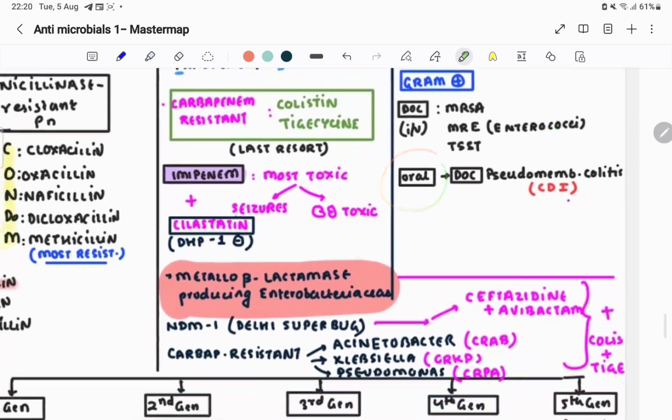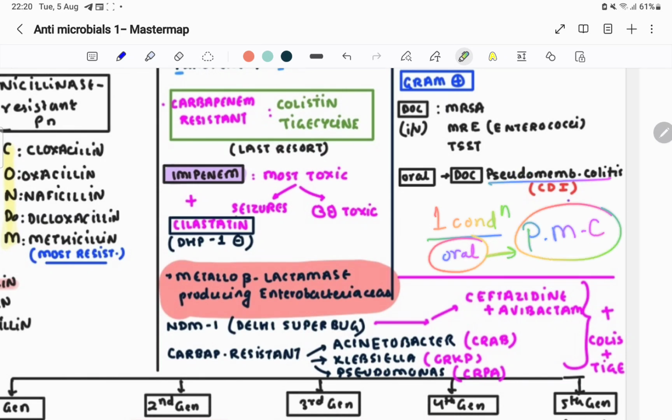Oral vancomycin is given in only one condition: pseudomembranous colitis. Pseudomembranous colitis, you know, is caused by Clostridium difficile. So it is given orally.